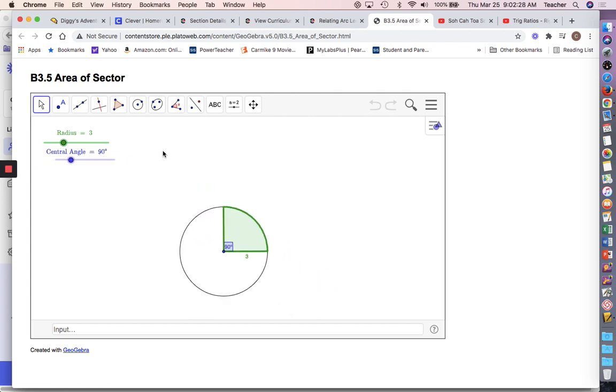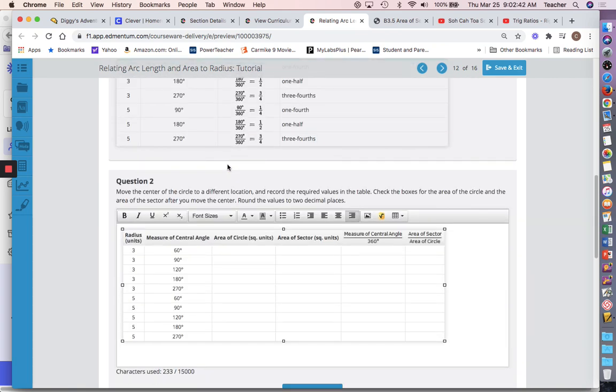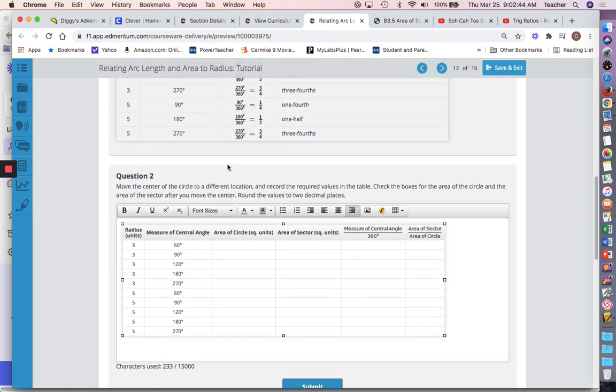I don't have a box for check area or check sector. And I can't make it go out or zoom in. I'm not sure what to do here. So it says check the boxes for area of a circle and the area of a sector.